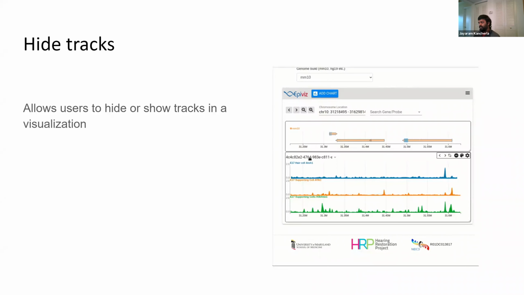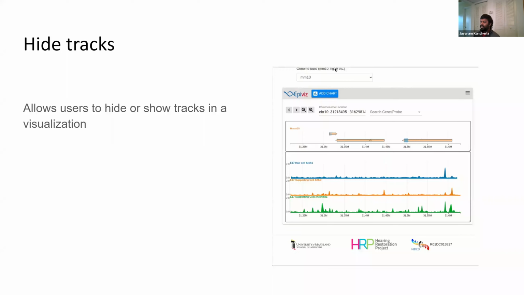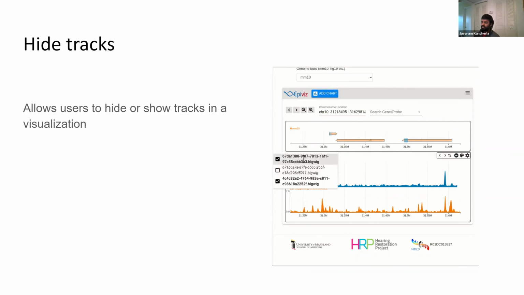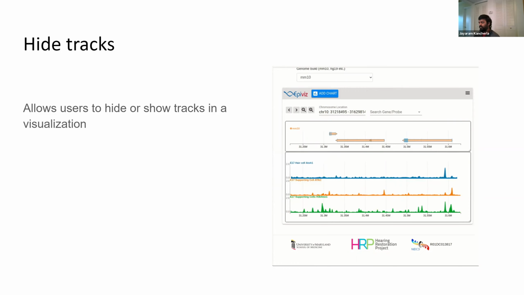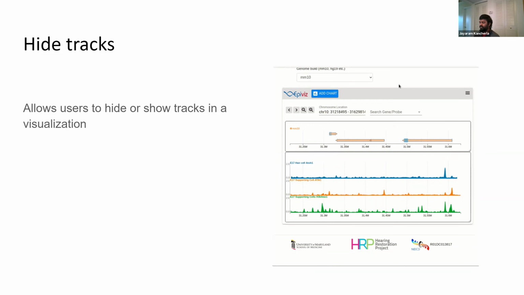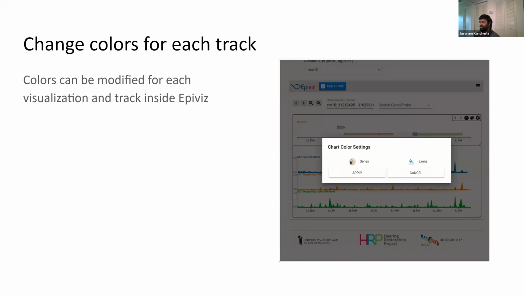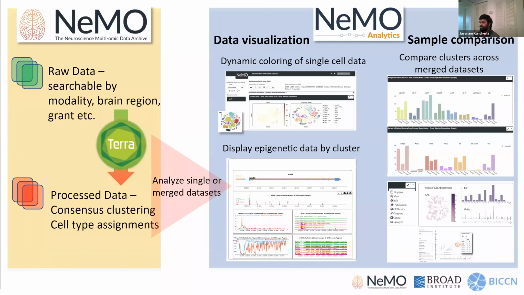The other thing is, if you have a lot of cell types, for example, and only a few of them are of interest to you, you can hide or show those individual tracks that appear on the visualization. This is especially useful when you have 20 different cell types for a given data set, but you're only interested in one particular type of major clusters, for example. You can change colors for all of them. That's something I've shown during the demo.